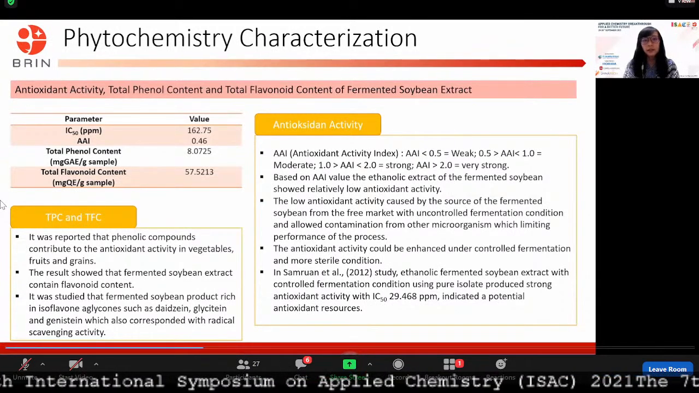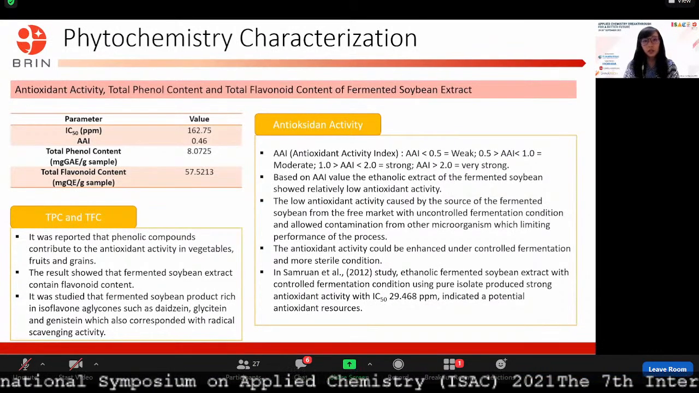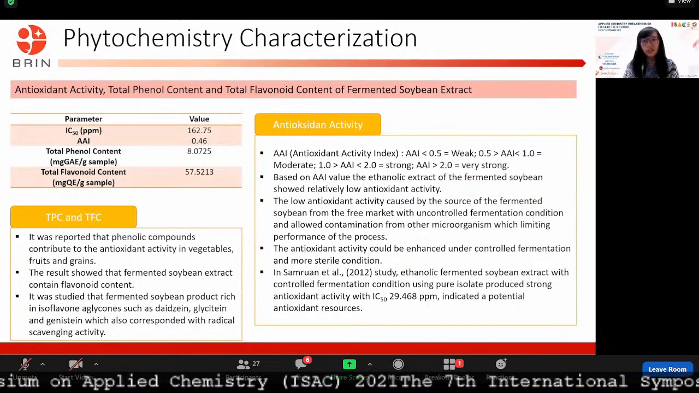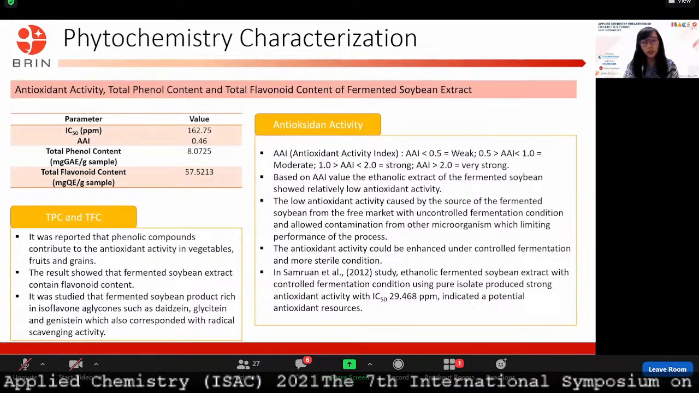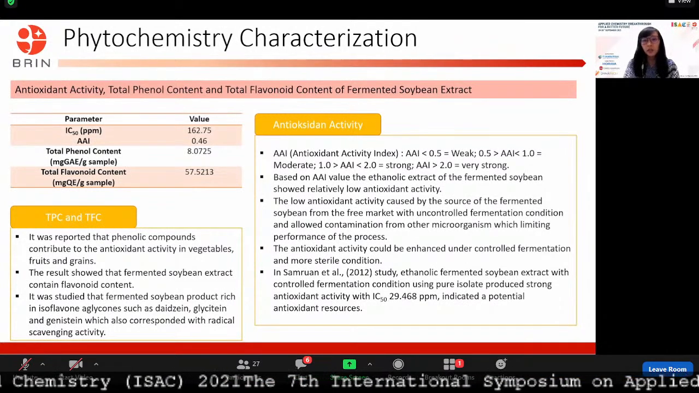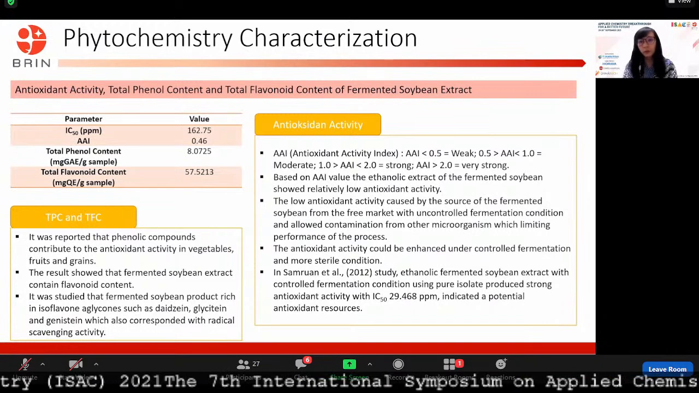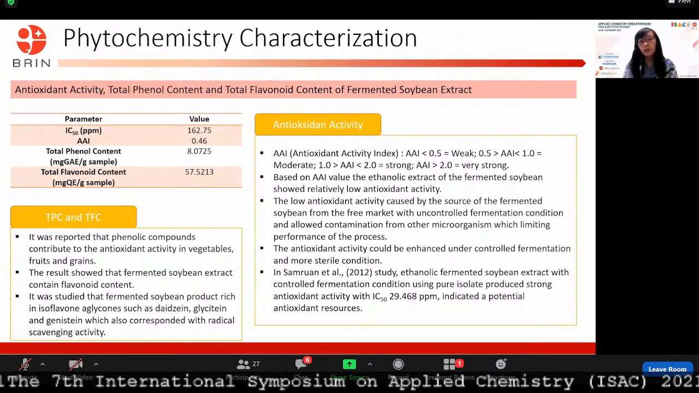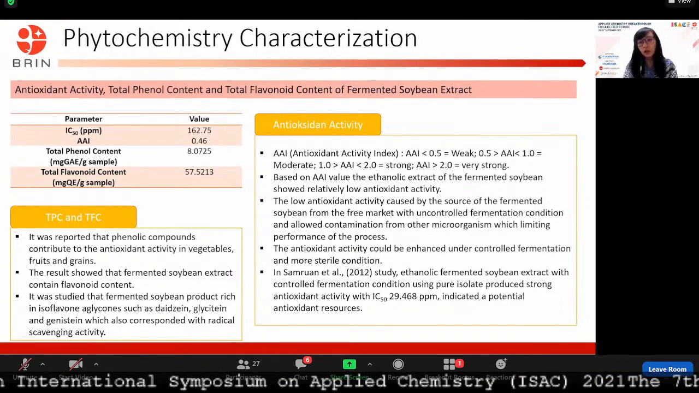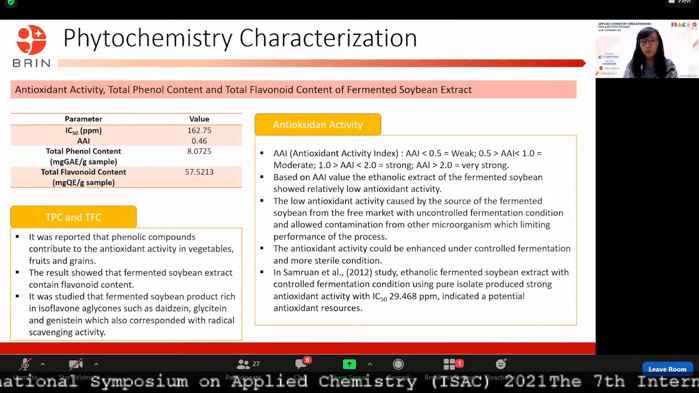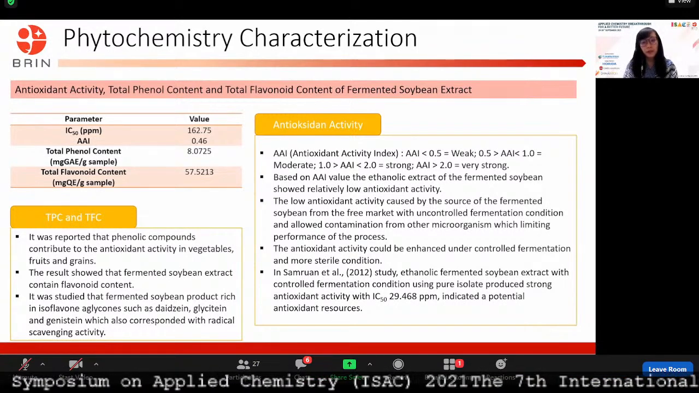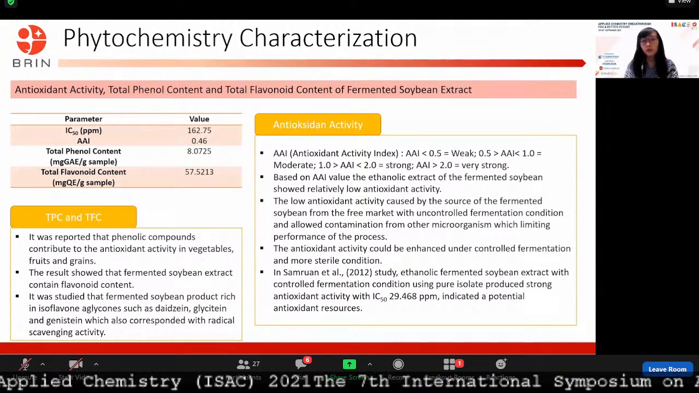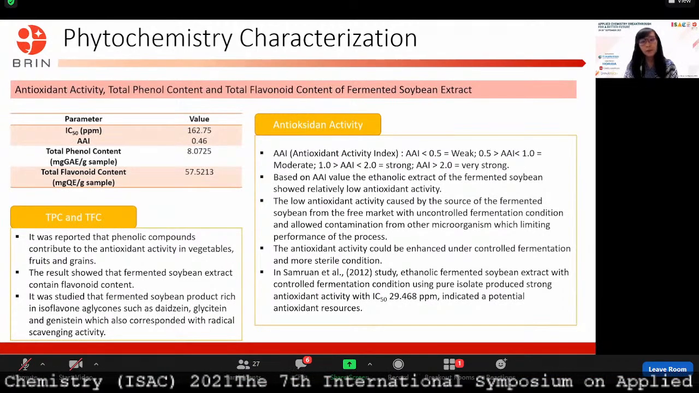The fermented soybean extract antioxidant activity has the value of AAI, relatively low antioxidant activity. The low antioxidant activity is caused by the source of the fermented soybean from the free market with uncontrolled fermentation conditions, which allowed contamination from other microorganisms and limited the performance of the process. The antioxidant activity could be enhanced under controlled fermentation and more sterile conditions.